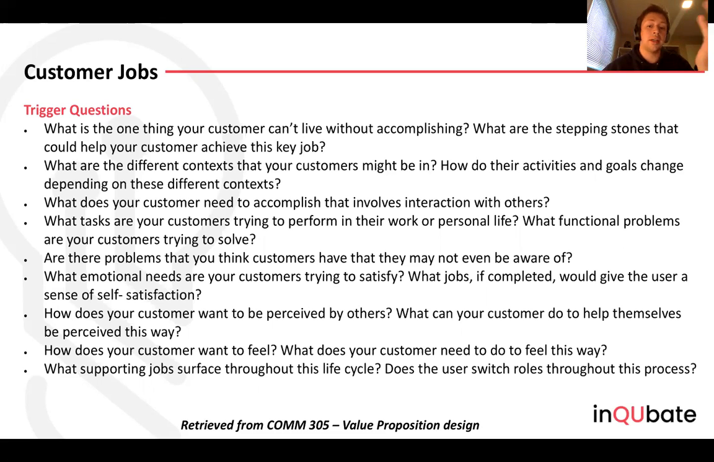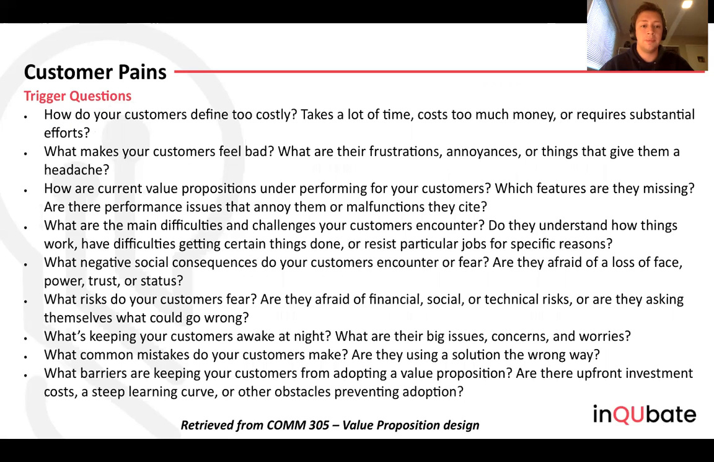What are the different contexts that your customers might be in? How do their activities and goals change depending on these different contexts? For a big corporation, an AI application may have automation in one part and then predictive abilities in another. If you're working within a grocery automation, it would have a different context on a day-to-day basis and then a high-level strategic view as well. Understanding this is good to understand customer jobs.